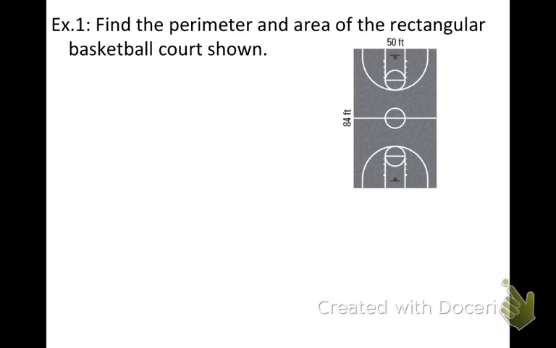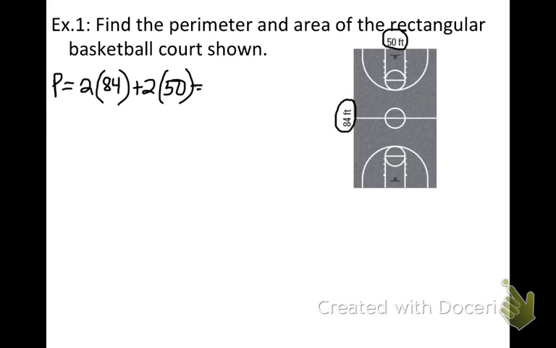Well, the long side of the rectangular basketball court is 84 feet here. The shorter side is 50 feet, so if we start with perimeter, we're going to multiply 2 times 84 plus 2 times 50. That's the same as adding all the side lengths. This is going to be 84 feet here, and this will be 50 feet here as well. When we do that, we end up with 268 feet perimeter around the basketball court.